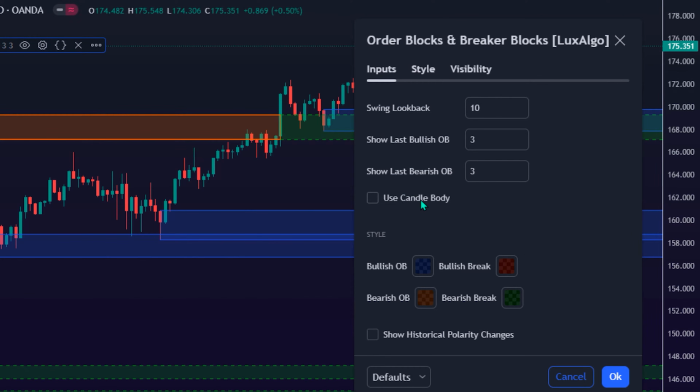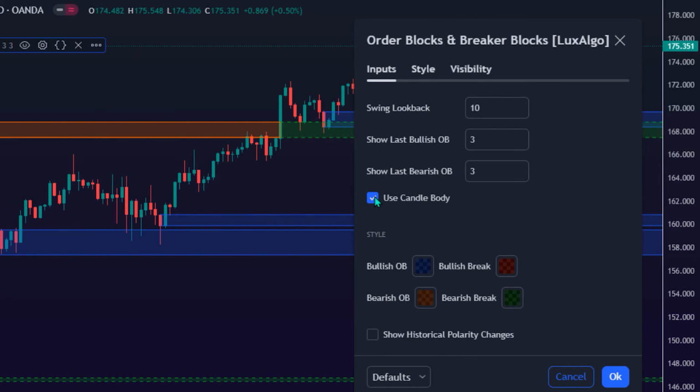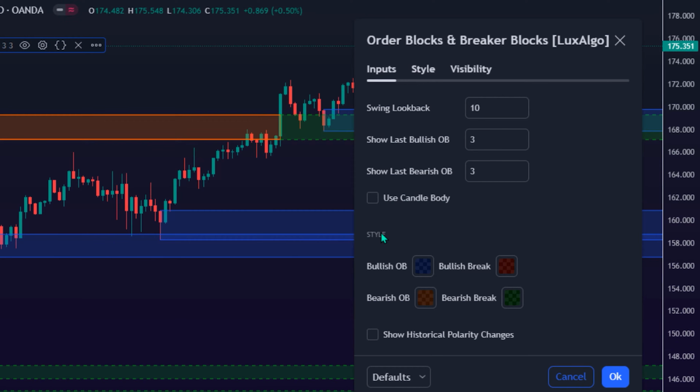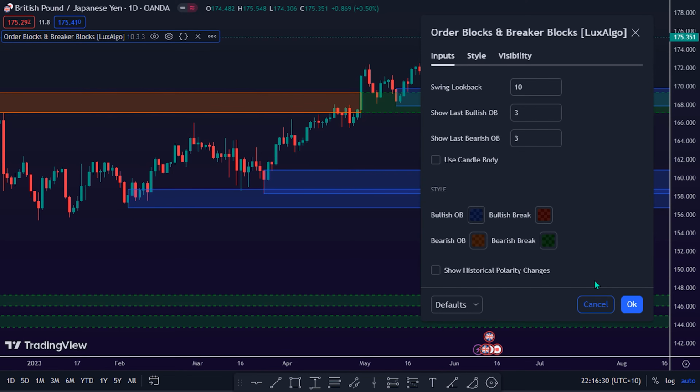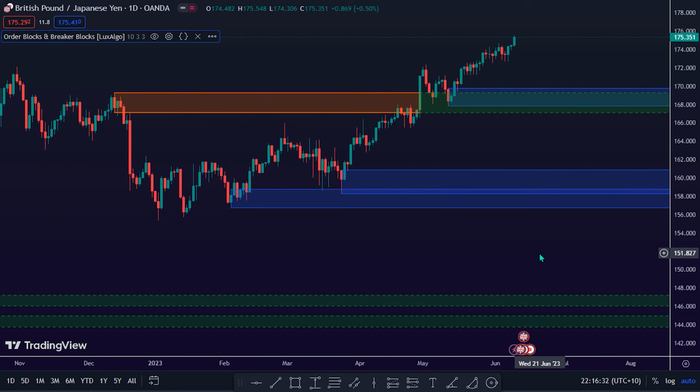Use candle body. Allows users to use candle bodies as order block areas instead of the full candle range. Under the style settings, there is the bullish OB and the bullish break. Also, there is the bearish OB and the bearish break. Show historical polarity changes. This allows users to see labels indicating where a swing high low previously occurred within a breaker block.